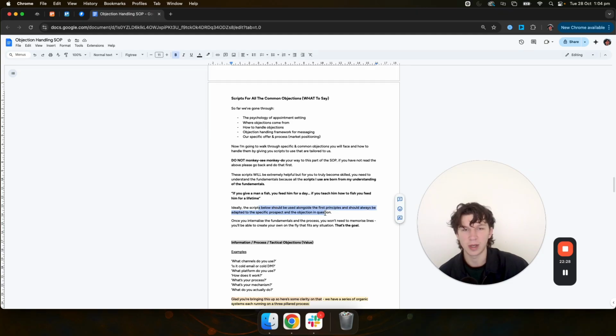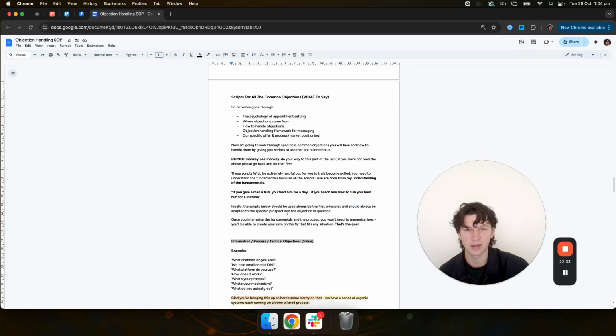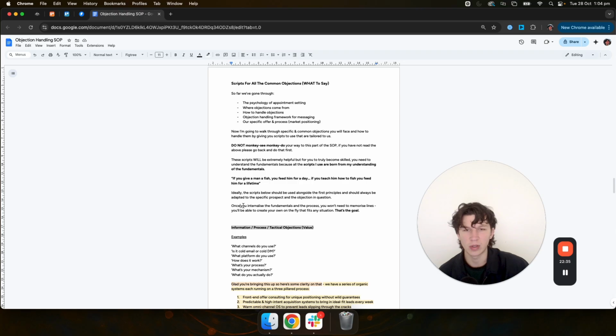Ideally, the scripts below should be used alongside the first principles. They should always be adapted to the specific prospect. Once you internalize the fundamentals and the process, you won't need to memorize lines. You'll just be able to do this on the fly, and that's the goal, because all the scripts that I use are born out of the fundamentals and the stuff above.